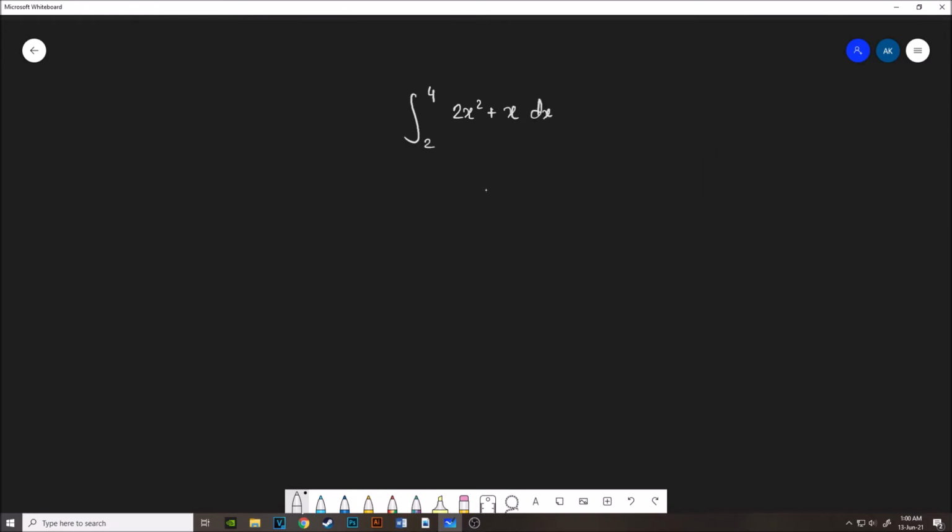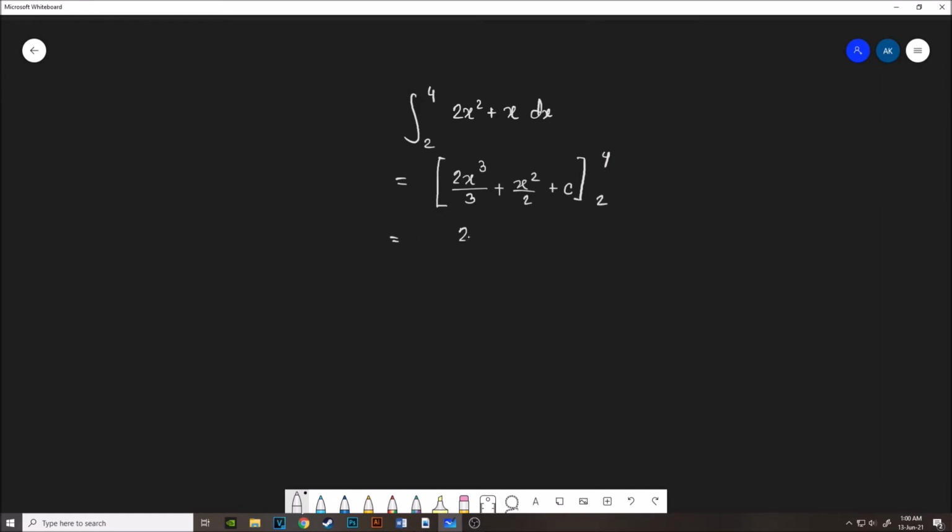Okay. So now if you integrate using the same rules, that is 2x cube by 3 plus x square by 2. After doing the integration, the extra step that we have to do because of the definite integration is that we have to substitute these higher and lower limits of x, first the higher limit and then the lower limit.